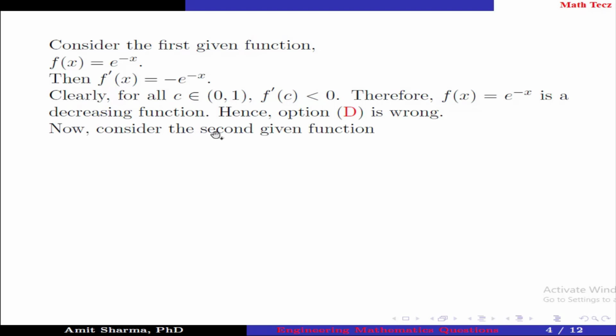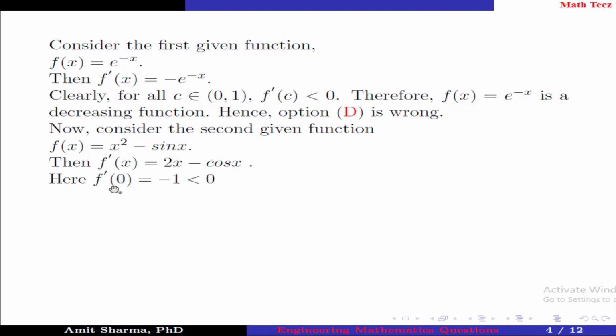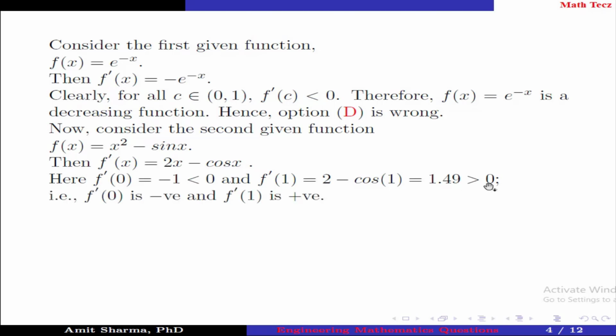Now, consider the second given function f of x equal to x square minus sin x. Then f dash x equal to 2x minus cos x. Here f dash 0 is minus 1, which is less than 0. And f dash 1 is 2 minus cos of 1, which is equal to 1.49, which is greater than 0. That is f dash 0 is negative and f dash 1 is positive.